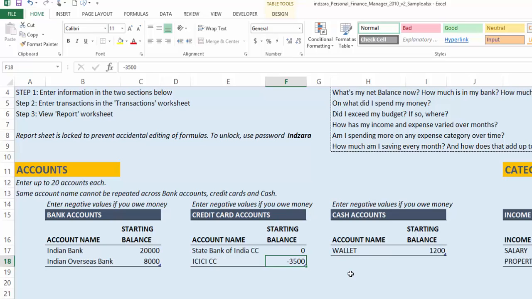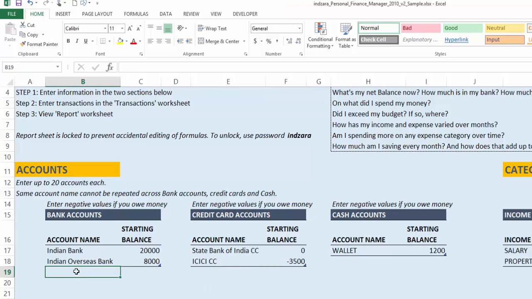For example, when you go to your ATM and take cash out and it's in your wallet, it's very important that you also track the transactions that happen in cash. So these are the 3 types of accounts. You can enter up to 20 bank accounts, up to 20 credit card accounts, and up to 20 cash accounts.